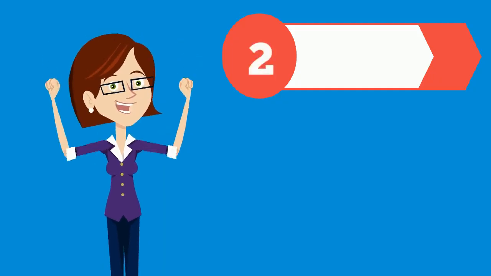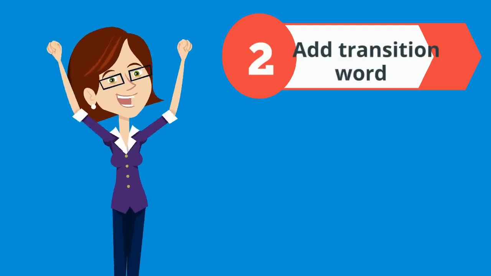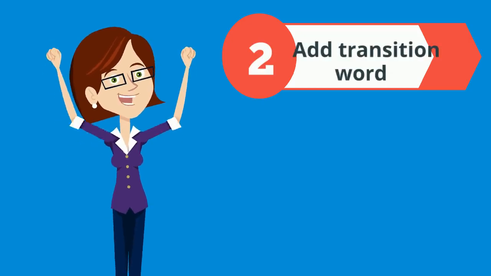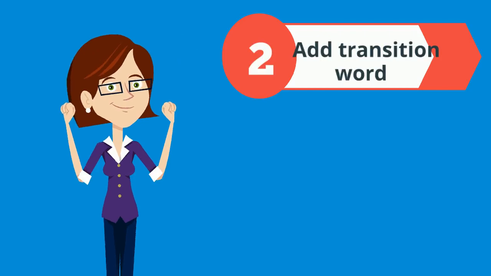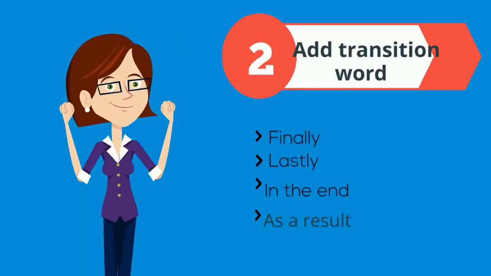Step number 2, you can add transition words. This can tell the reader that you're ending your paragraph. Examples of these words: finally, lastly, in the end, as a result.